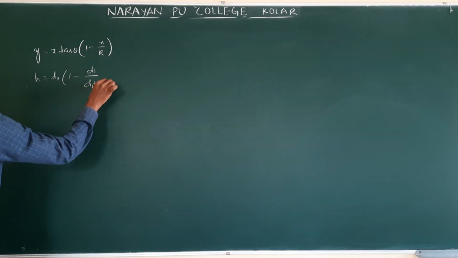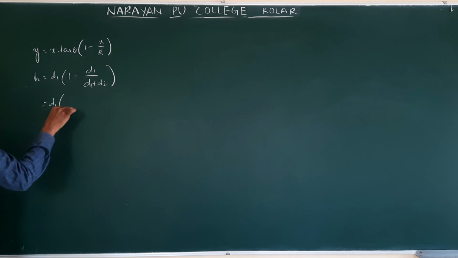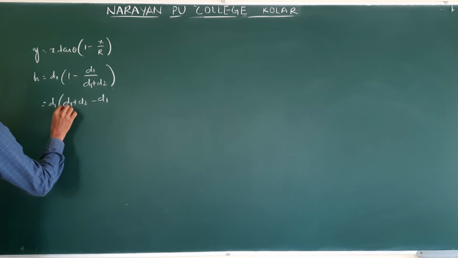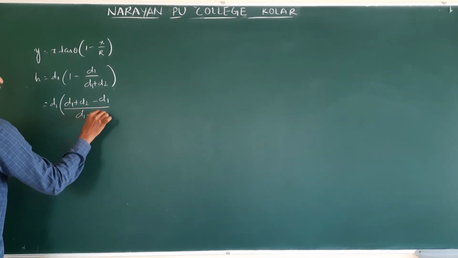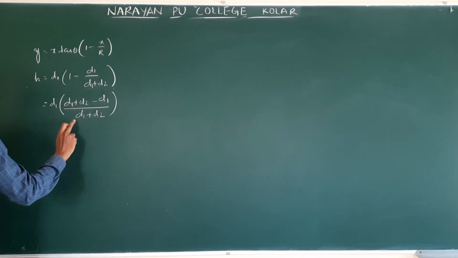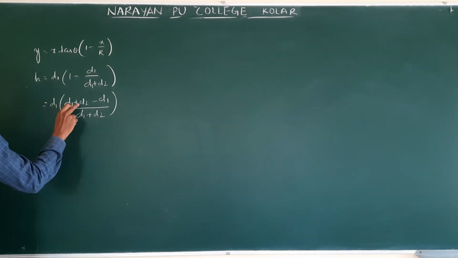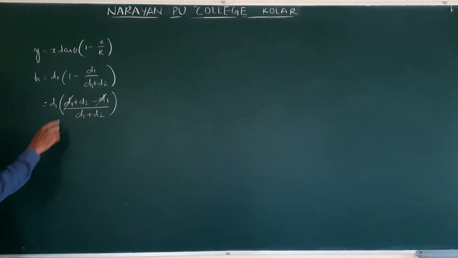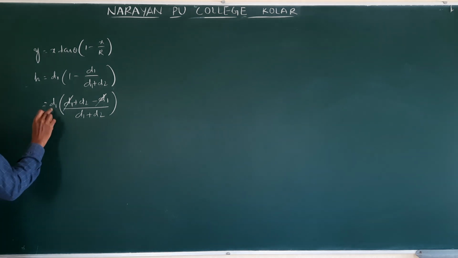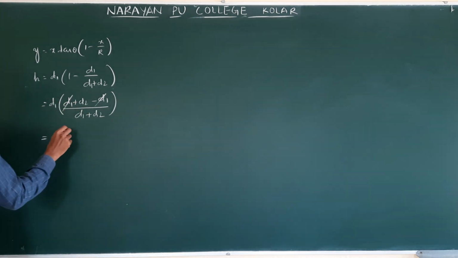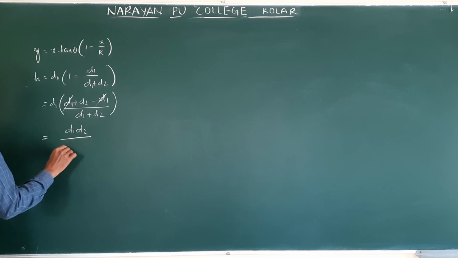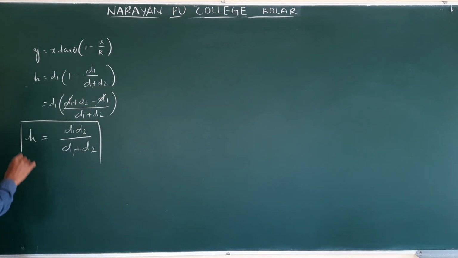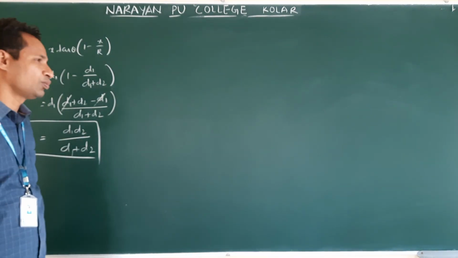d1 plus d2, and the LCM is what? (d1 plus d2 minus d1) by (d1 plus d2). Take the LCM d1 plus d2, 1 into d1 plus d2 written, this is minus d1, d1 cancels. Outside what was there? d1, multiply inside, so d1 d2 by d1 plus d2. This is the relation between distances for a given projectile motion.